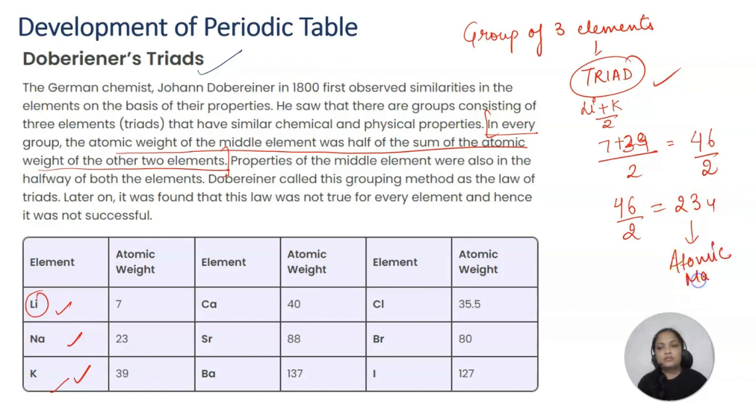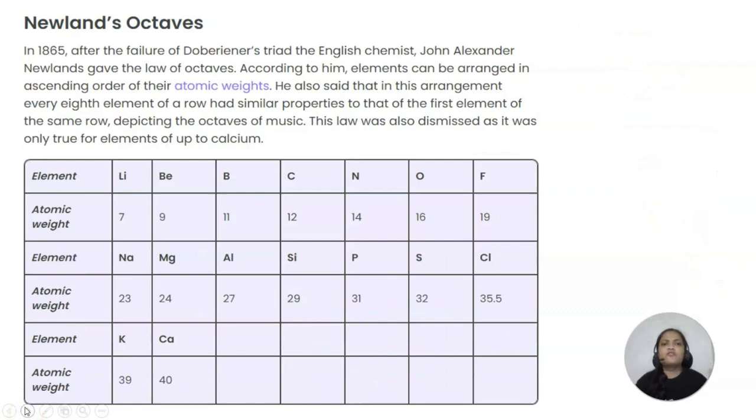That's what Dobereiner said, that the atomic mass of the middle element is the average of the atomic mass of the other two elements. Other triads were strontium, which has the average of the atomic mass of calcium and barium, then chlorine, bromine, iodine. The properties of the middle elements were also halfway between both the elements. But this method was not very successful because he could not classify all the elements present at that time into triads. Still, it was the first attempt and a well tried attempt, we can say.